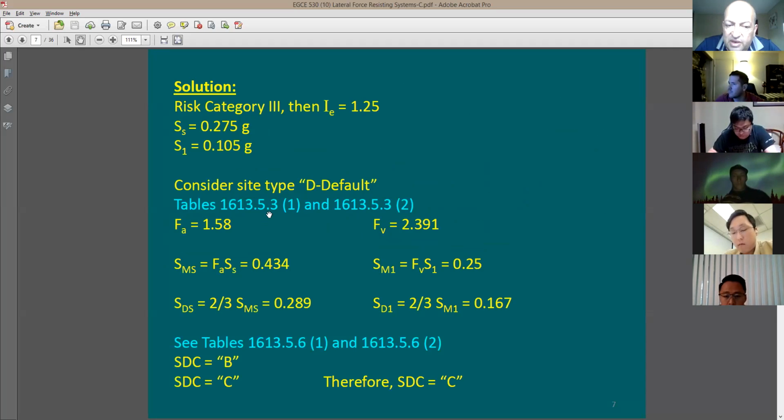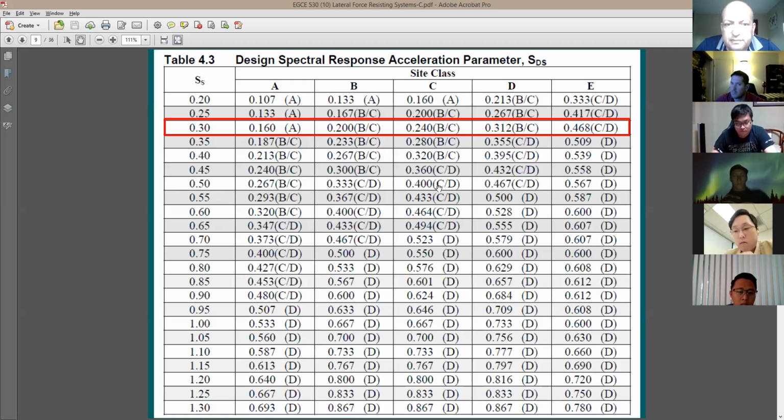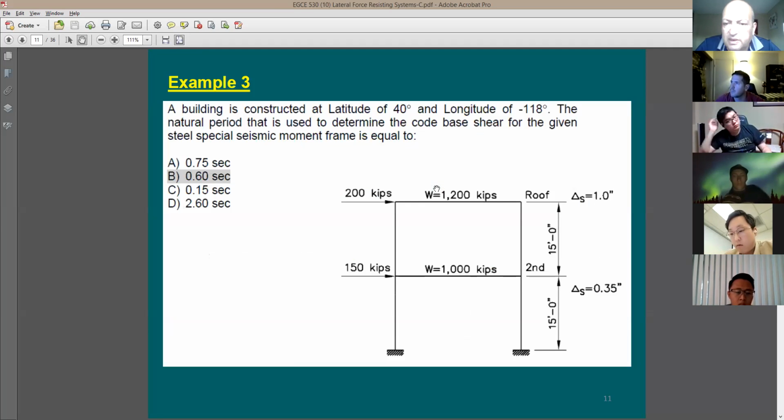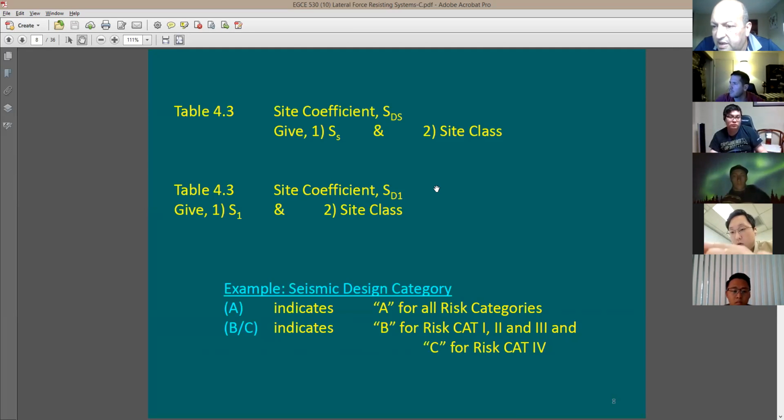We have more tables for FA and FV. Let's hope that I have it here. Oh, I don't have it here. Are you guys familiar with the FA and FV tables, or should I show them to you? Yes? No? Can you show them to us, please? Sure.